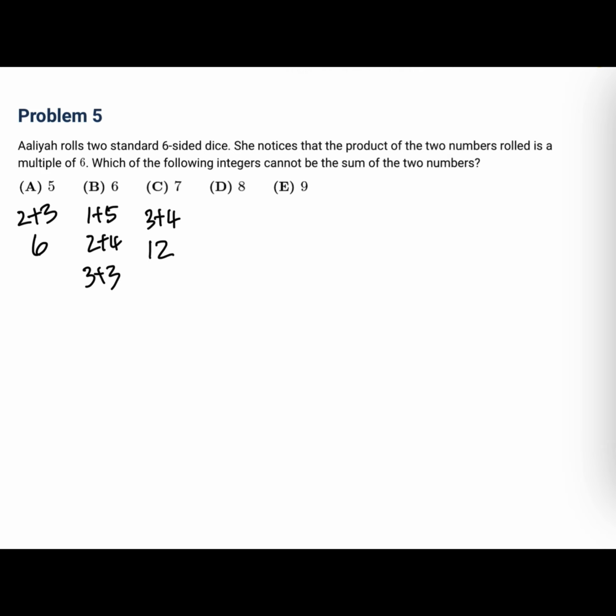8 can be rewritten as 2 plus 6. 2 times 6 is 12, which is a multiple of 6. 9 can be rewritten as 3 plus 6. 3 times 6 is 18, which is a multiple of 6. So that means our answer is B, 6.